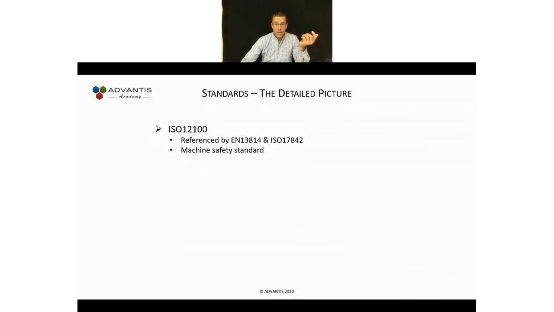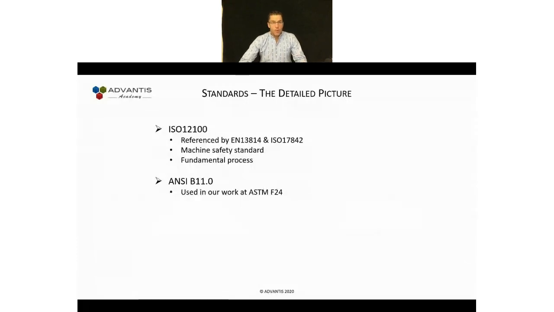And at ASTM, we decided to go the other route, to actually put specific requirements in our own standard for our industry with all our needs, versus just referencing a machine safety standard. But it does have the fundamental process of what a risk assessment is defined. On the ANSI side, NCB 11.0 is basically the US counterpart. So this one, as well as the ISO, is heavily used in our work, what we're creating here, the content for our risk assessment standard.